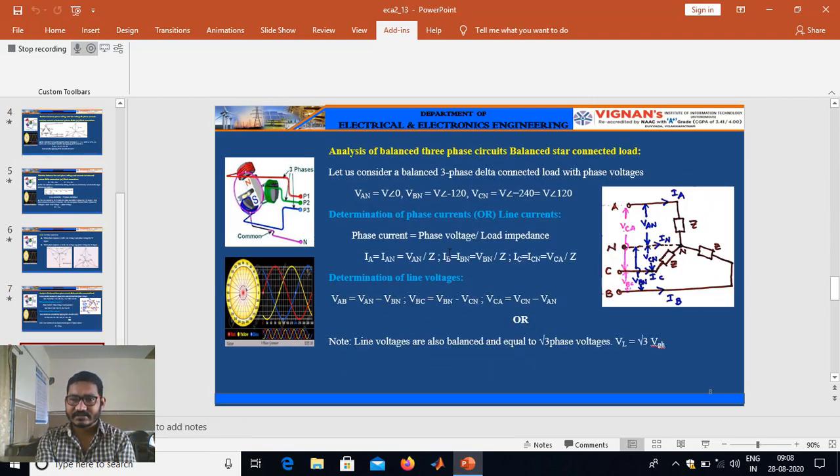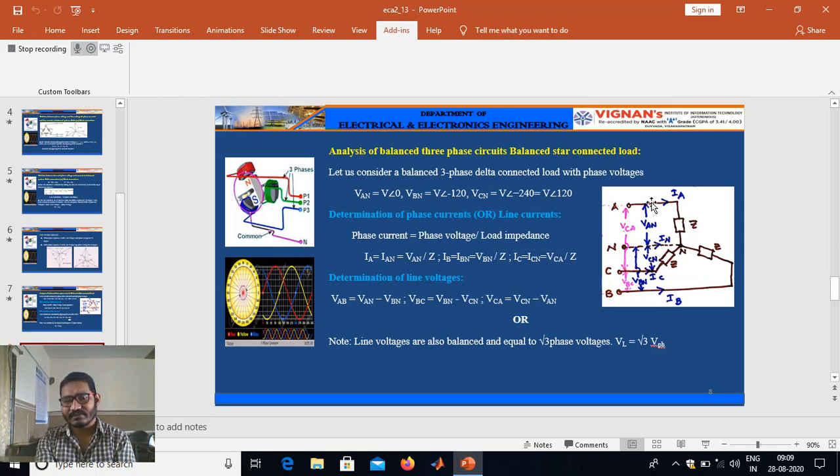Next one is analysis of balanced three-phase circuit under balanced star connected load, okay? This is the star connection. If you can see here, these are the impedances. So the current flowing through the line A is IA, similarly line B is IB, line C is IC, and the neutral current is IN, okay?